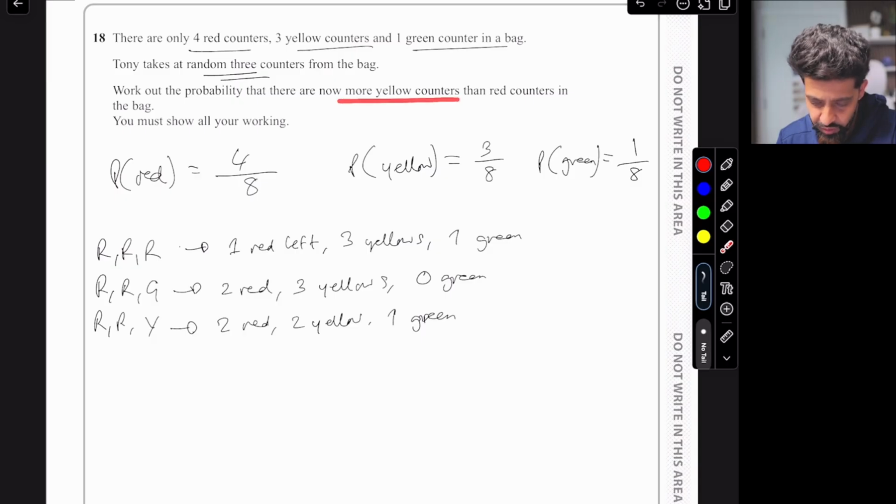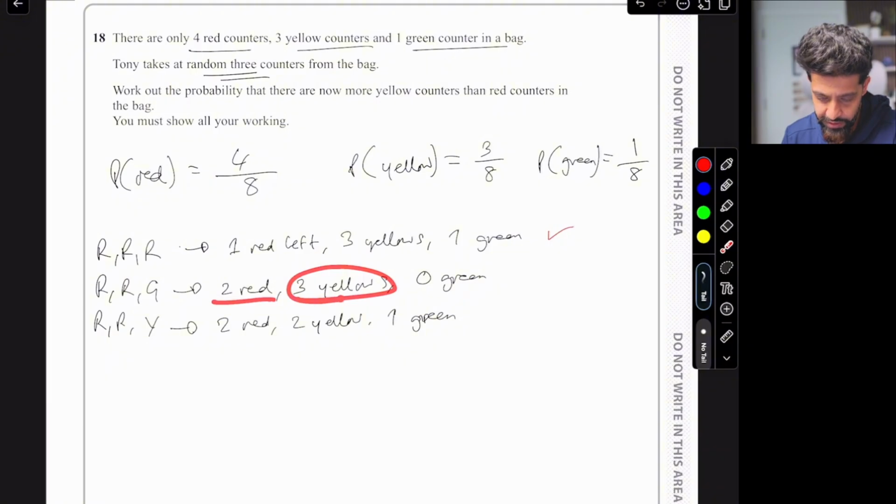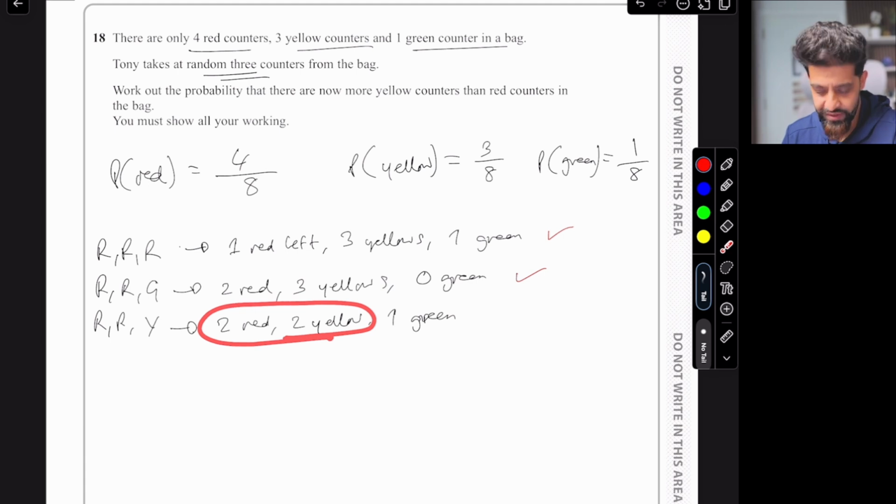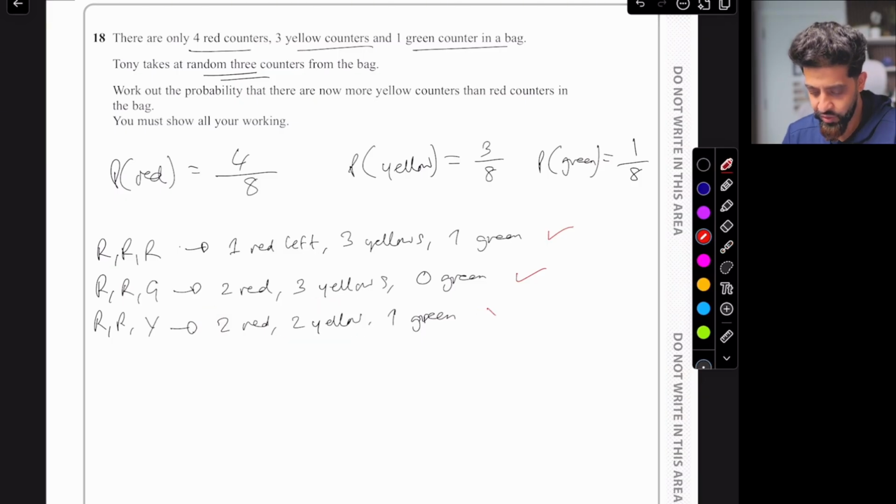So let's look at what you want. There are now more yellow than red. Well, if you look at it, 3 yellows, 1 red, so this is a possibility that we want. Because if you look at this one, you've got 2 red, 3 yellows. Again, we want that too. But this one is equal. You can see the number of counters left is equal, 2 yellows, 2 red. There are no more yellows than red, so we don't want that one.